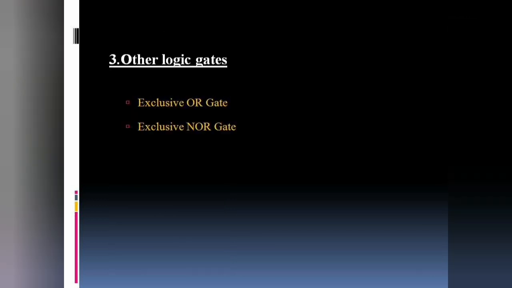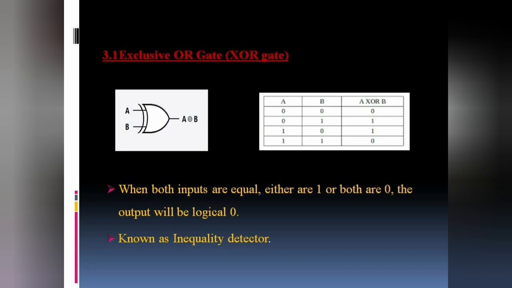Third type is other logic gates. It includes exclusive OR gate and exclusive NOR gate. XOR gate. A XOR gate is a logic gate that gives high output if the inputs are different. Otherwise, it gives low output. That is, different inputs give high output. That's why it is known as an inequality detector.